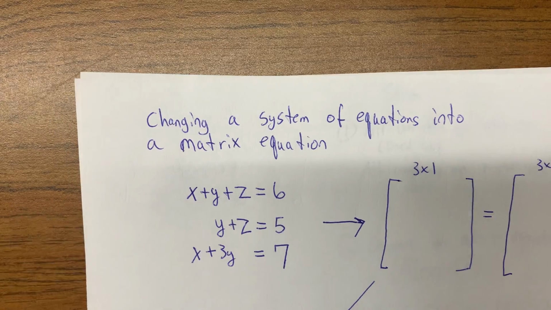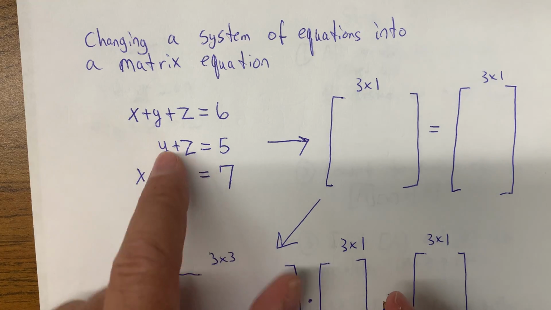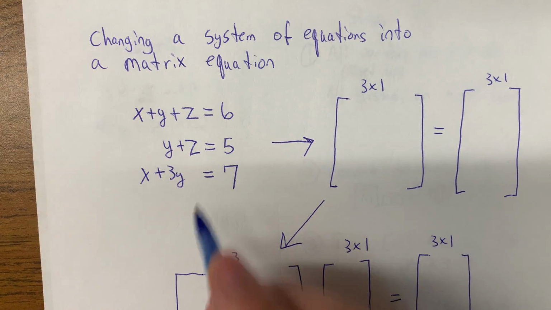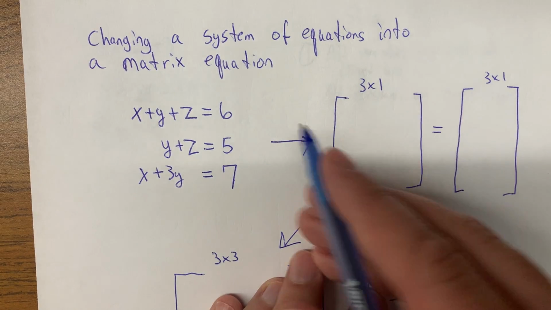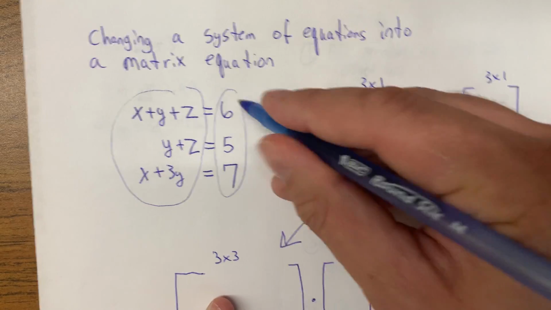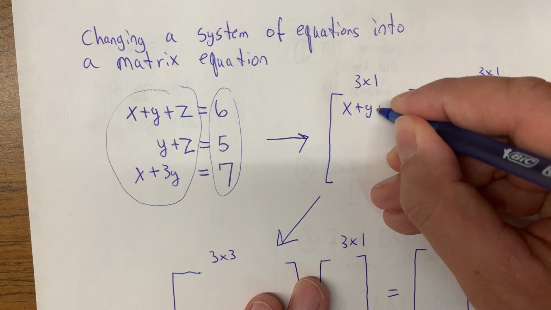So let's talk about how to change a system of equations into a matrix equation so that we can use this new skill of solving a matrix equation to solve it. Our idea is to change a system of equations, this has 3 variables and 3 equations, into a matrix equation. We're going to put the left side into a matrix and the right side into a matrix, and say that they equal each other.